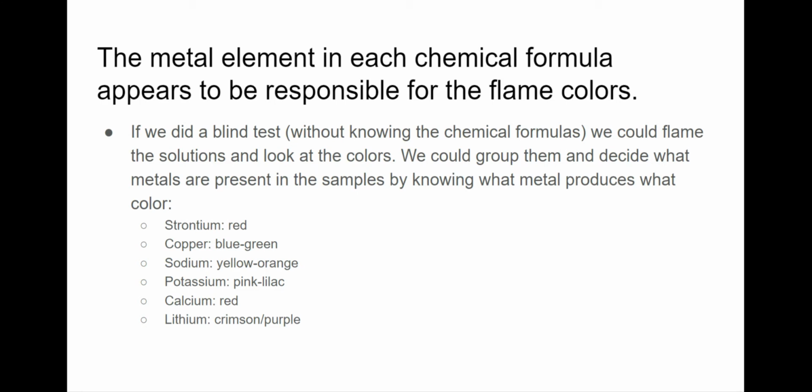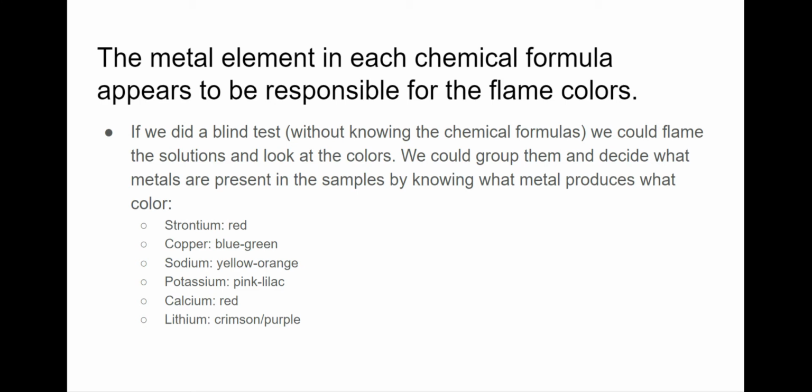When you grouped those substances together in your analysis, do the compounds that you have under each color category contain the same metal? If we did a blind test without knowing the chemical formulas, we would flame solutions and just look at the colors. Then we could say, hey, solution number 1, solution number 6, and solution number 7 all appear to be a bluish greenish color. I'm going to say that they contain the same metal.